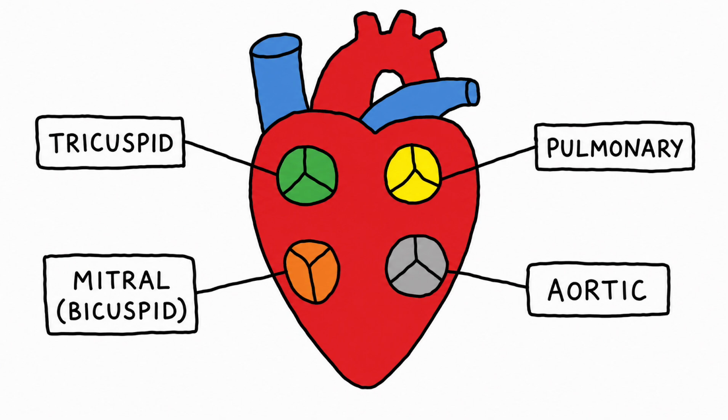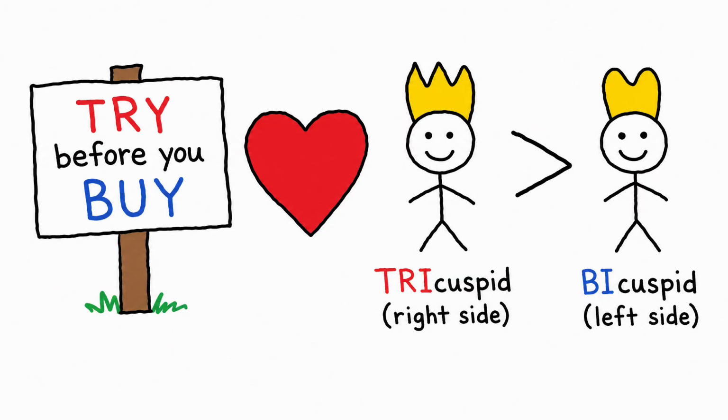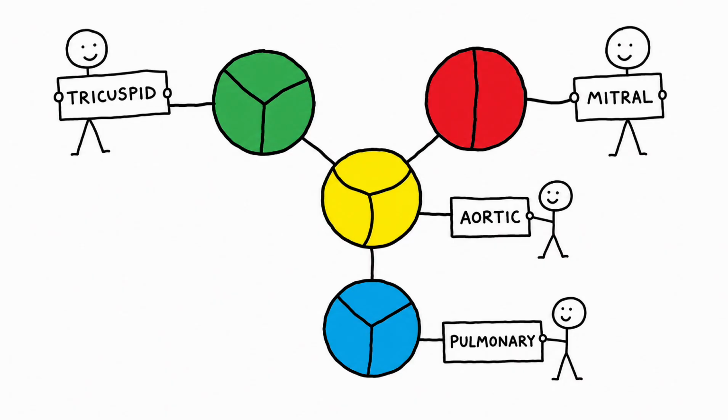We have the tricuspid valve, the pulmonary valve, the mitral valve, and the aortic valve. Just know that the mitral valve is also known as the bicuspid valve. So what I like to do in remembering the position is I like to say try before you buy. So tricuspid comes before the bicuspid or mitral valve. So here the tricuspid is going to be located between the right atrium and right ventricle, whereas the bicuspid is going to be located between the left atrium and the left ventricle.